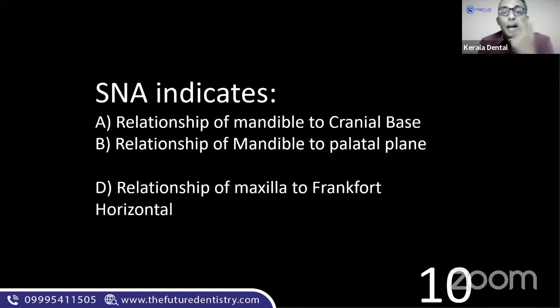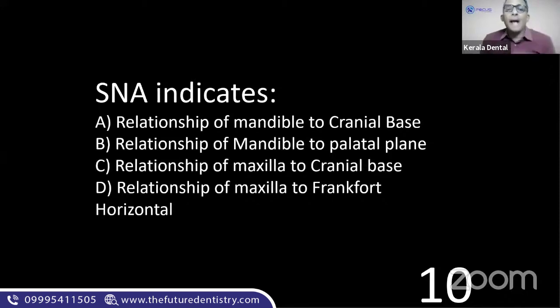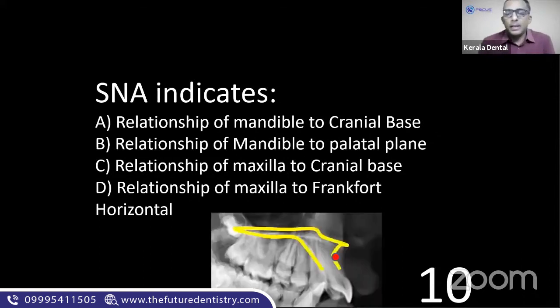Next answer. Relationship of the maxilla to the Frankfurt horizontal. Listen carefully. That's important here. Frankfurt horizontal is from the porion to the orbitale. Porion, I told you, the external auditory meatus, to the orbitale. Frankfurt horizontal. But SNA is Sella nasion. Sella nasion is cranial base, not Frankfurt horizontal. So the answer is relationship of the maxilla to the cranial base. One more question done there.